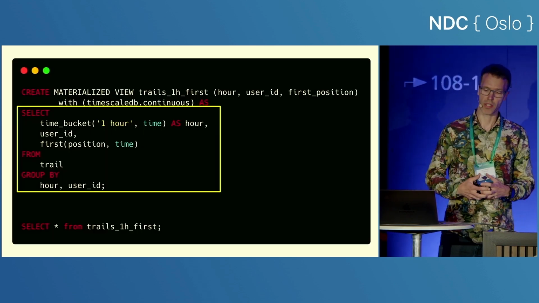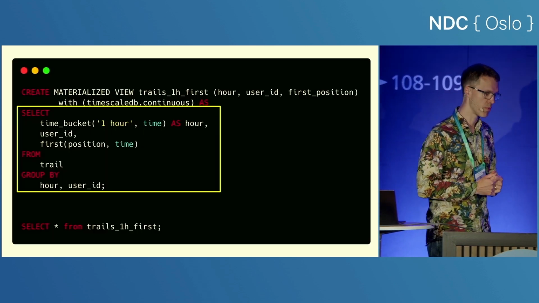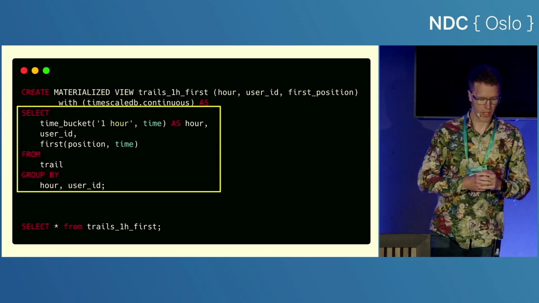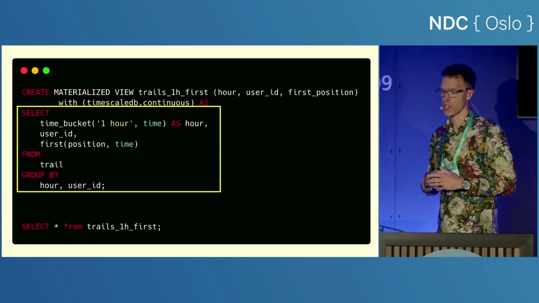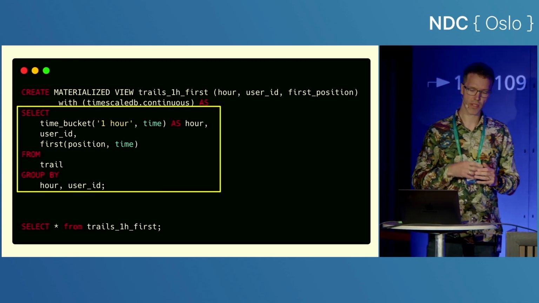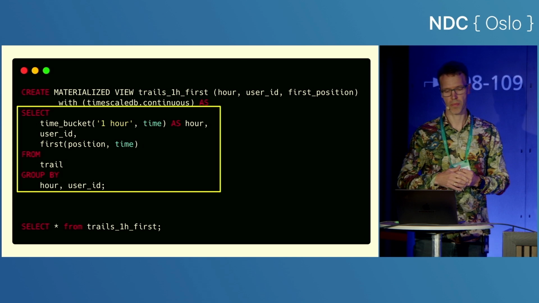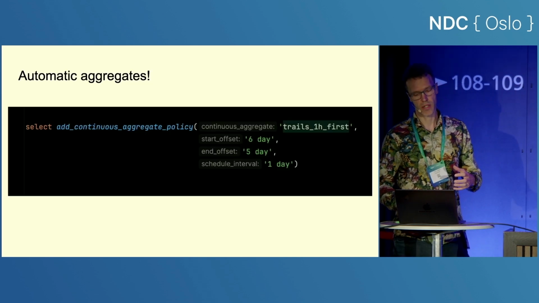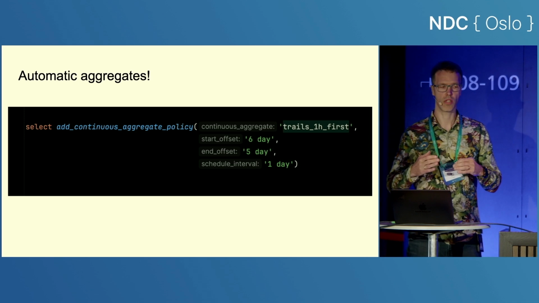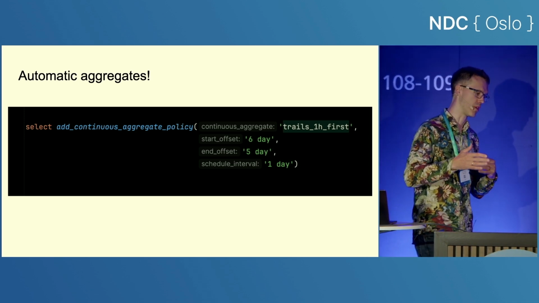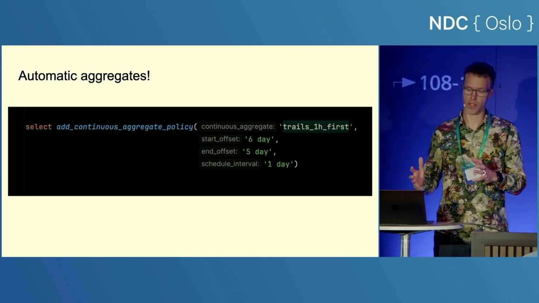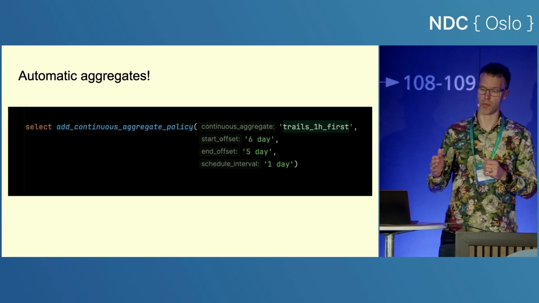So I'm creating materialized views as normal, almost. As you can see in the second line, I'm telling Timescale that this is a continuous aggregate. This aggregate should be updated all the time. And I'm telling it, not all the time, I'm telling it also when to update it and what time window it should aggregate on. So now I have this aggregation on the trail table.